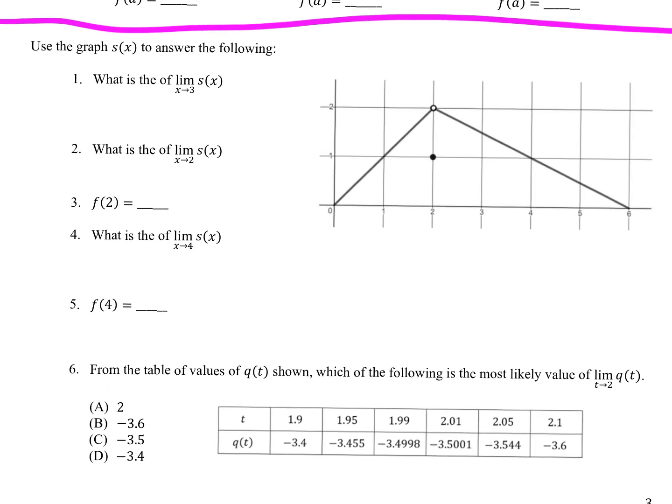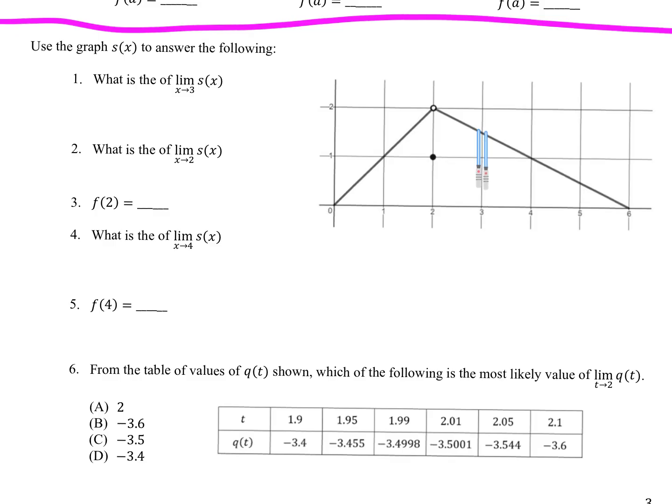So now it says use the graph to answer the following. Which of the following is the limit as x approaches 3? Okay, so as soon as you see this, we want to say, all right, as x approaches 3, I want you to put your fingers on your graph, and I want your fingers to be on the graph until they approach 3 from the left and the right.